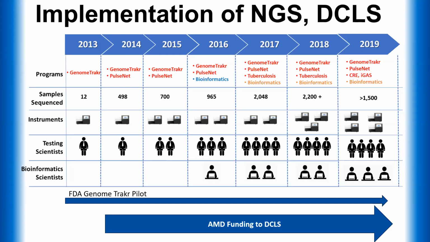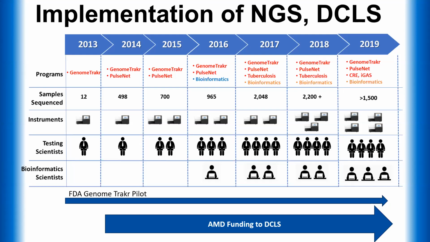2016 is actually when I joined DCLS, and we started to implement more bioinformatics capabilities, building our programs to make sure that we could analyze the data. We had scientists who were trained in understanding what that analysis meant, and we also had the compute infrastructure to carry out that sophisticated analysis. As the years have gone by, we've increased our sequencing volume and also increased our organism spectrum. And now you can see just last year, we were sequencing CREs and group A strep, in addition to our PulseNet and GenomeTrakr priorities.